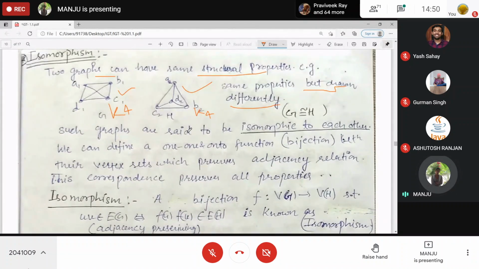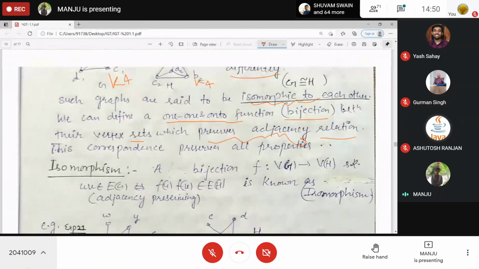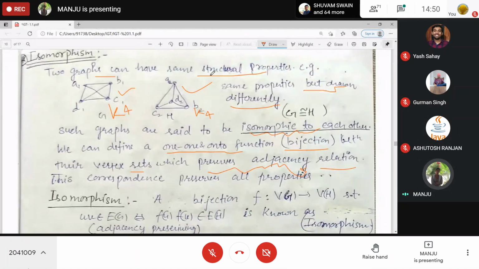We say that these graphs are isomorphic to each other if we can define a one-one onto bijection map between the vertex sets, which will preserve the adjacency and non-adjacency relation. Structural property means you can redraw one structure to form the other one. It means all the properties will be the same. That is the adjacency condition, or the degree of corresponding vertices, or if one is bipartite, the other will be bipartite. One is connected, the other will be connected. These properties.